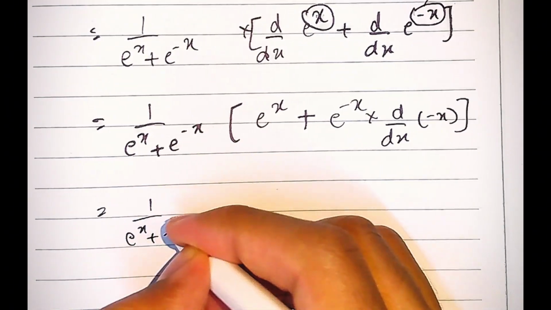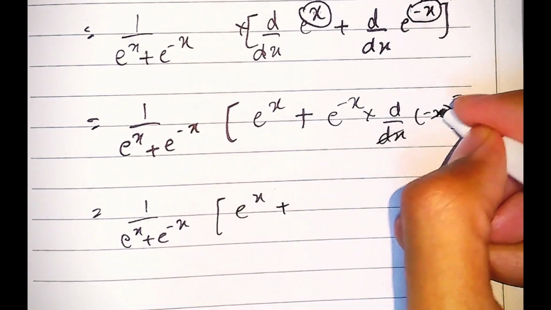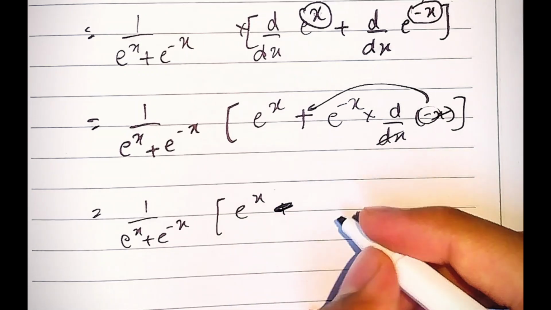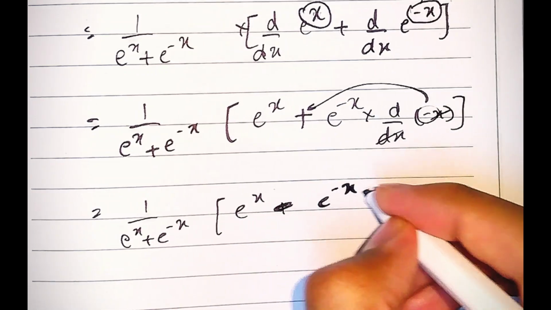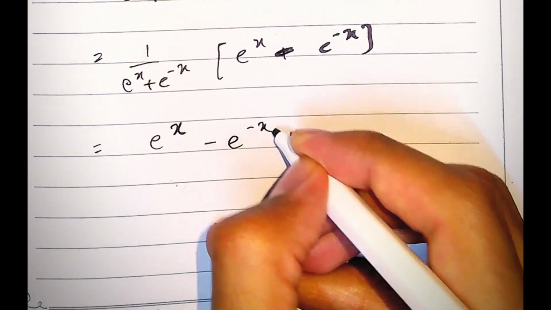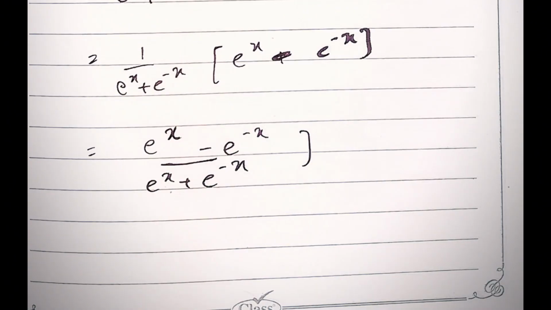e^x plus e^(-x): the e^x plus this thing will be cancelled, but we are left with a negative sign. So this negative sign will be multiplied with this positive sign. We have negative e^(-x). Then we have simply (e^x minus e^(-x)) divided by (e^x plus e^(-x)). So this is the final derivative of this question.